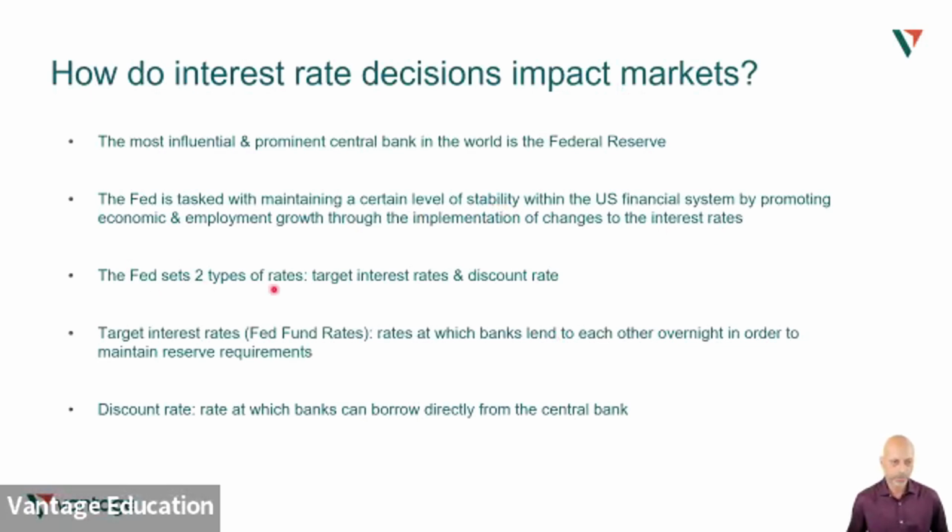Now, the Fed sets two types of rates: target interest rates and a discount rate. The target interest rates, otherwise known as Fed fund rates, are the rates at which banks lend to each other overnight in order to maintain reserve requirements. Now, the discount rate is the rate at which banks can borrow directly from the central bank. Now, when the Fed is talking about its target range, it is referring to the Fed funds rate. So currently, the Fed fund rate stands at 4.25 to 4.5%.